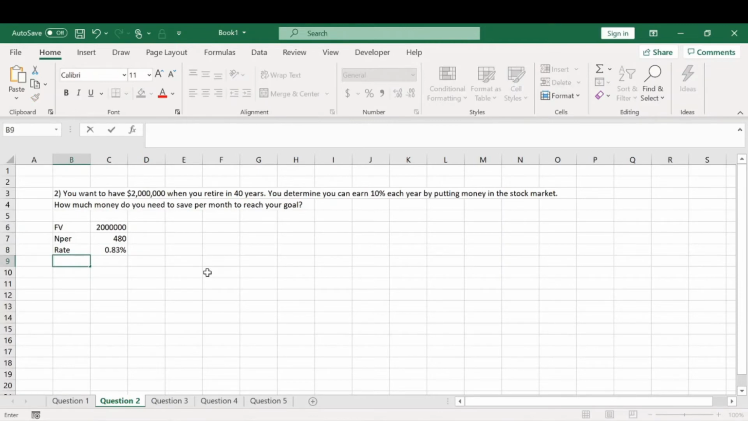All right. So we want to find the payments, or the PMT, how much we need to save every month in order to get to $2 million in 40 years at 10%. So we'll go ahead and do a negative PMT function. We'll put in the rate, number of periods, skip the present value since we don't know that, and the future value we want to be 2 million.